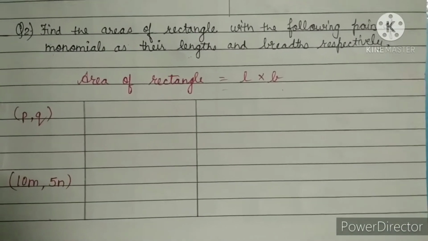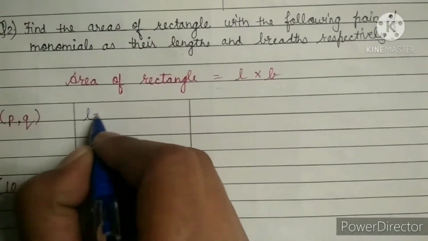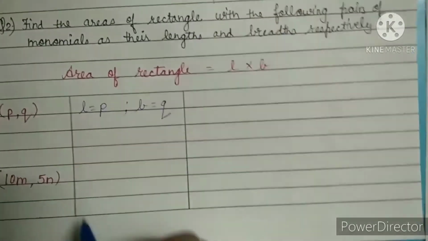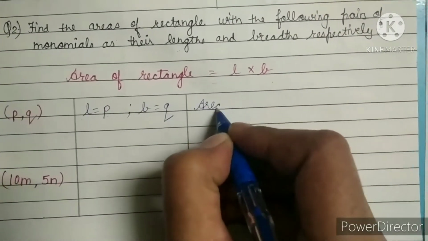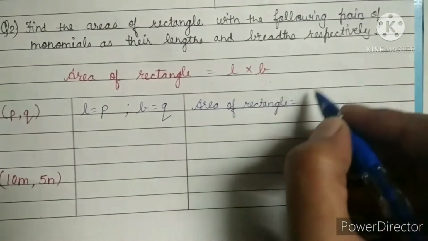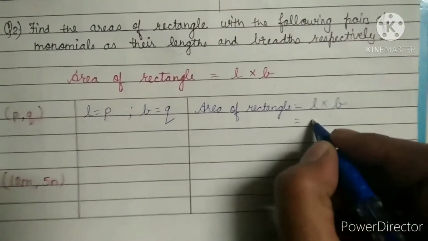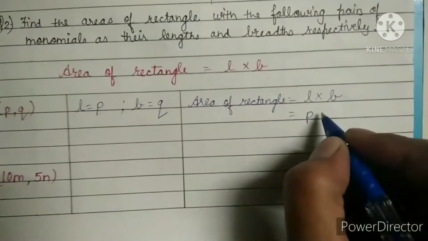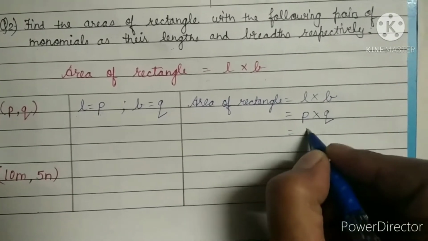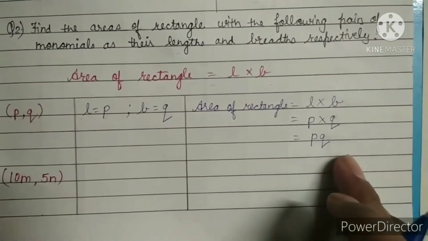The first measure is p, q. According to the question, the length is p and its breadth is q. So the area of the rectangle is length into breadth. On the place of length, what do we have to put? p. And on the place of breadth, what do we have to put? q. So it will become pq. So the first answer, the area of the rectangle, is pq.